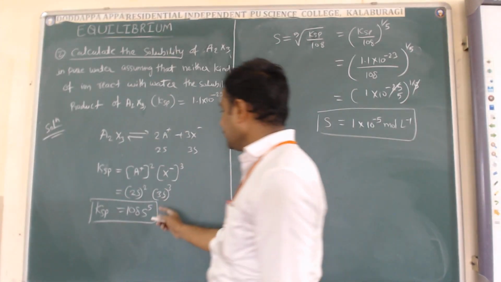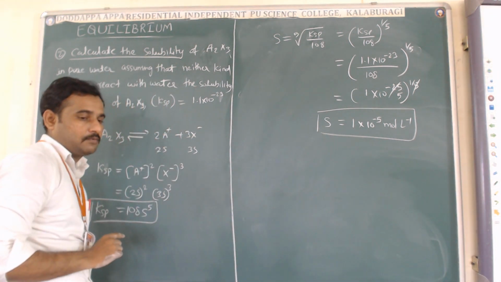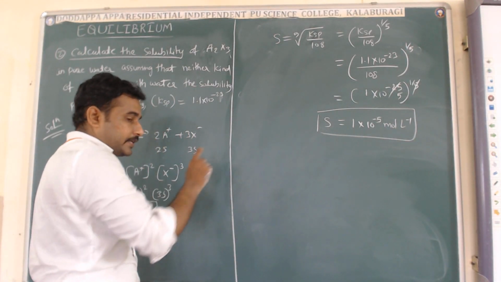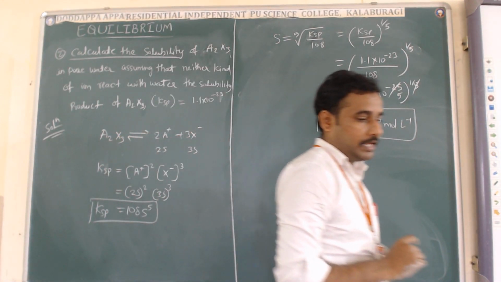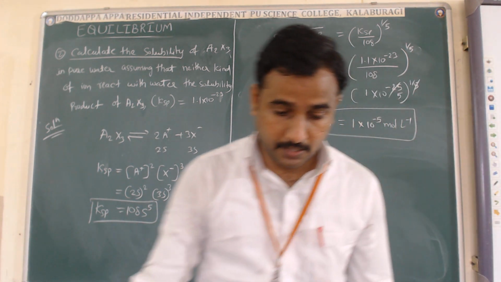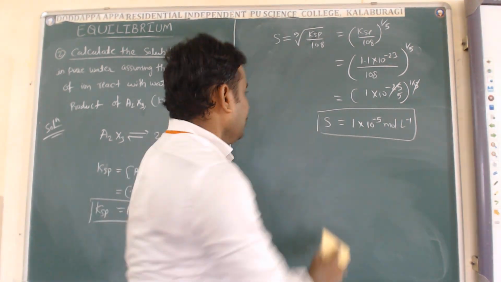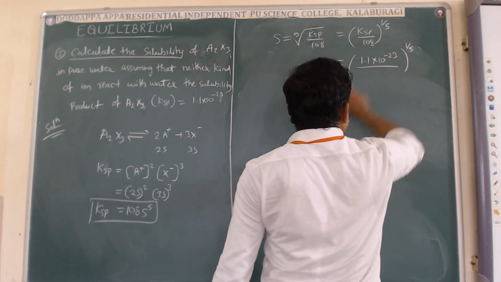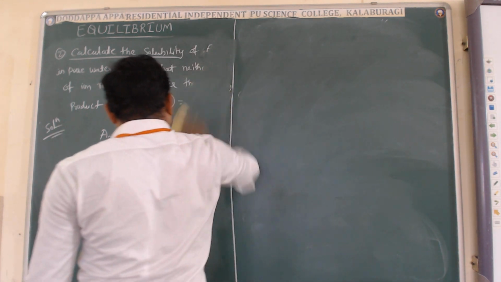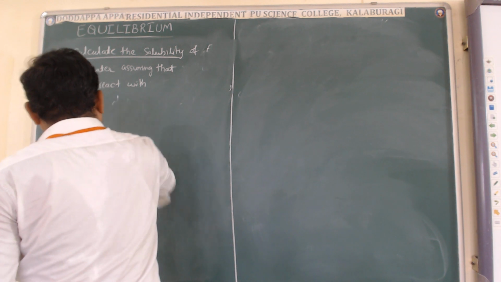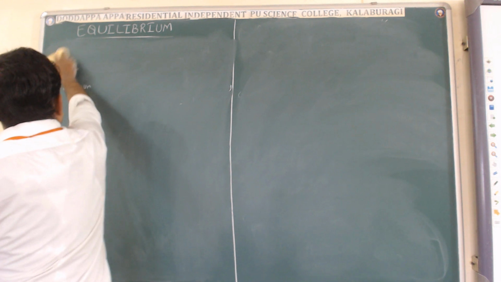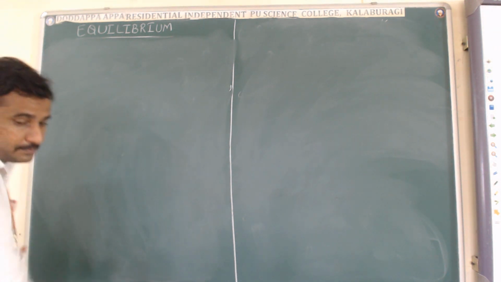So when you are finding the KSP, you can also find out the solubility here. The relation between KSP and solubility is different for each type of salt. AB type is different, AB2 type is different, and AB3 type is different. So next we will discuss the conjugate acid base pair.